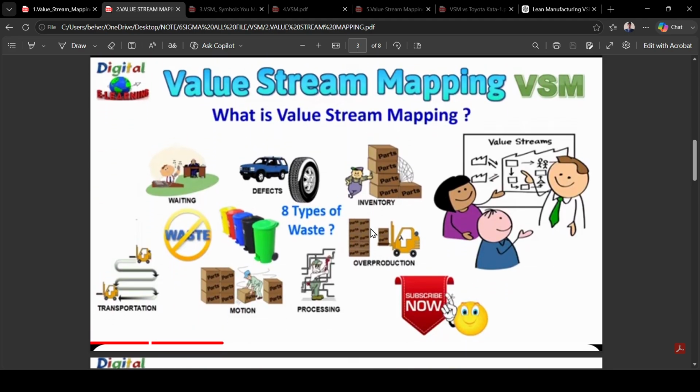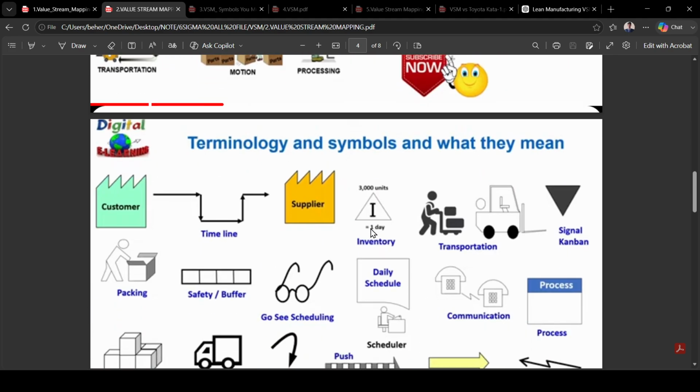So see, what is the stream of mapping? Eight types of waste in lean manufacturing. Let's see these eight types of waste: transportation, inventory, motion, waiting, overproduction, overprocessing, defects. So these types of waste are there. The sooner you can remove them, the better it is for the company.